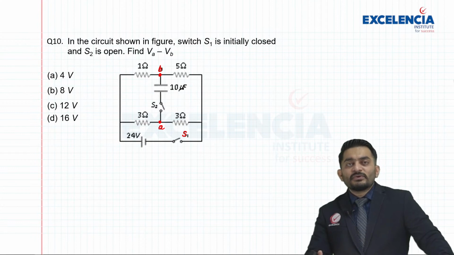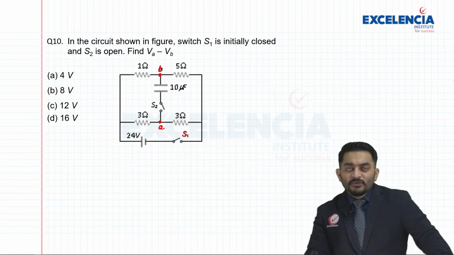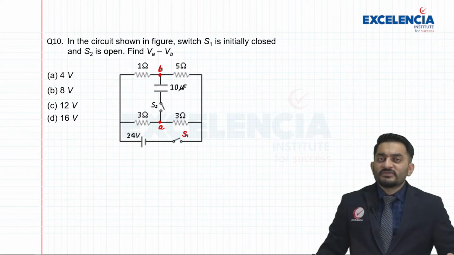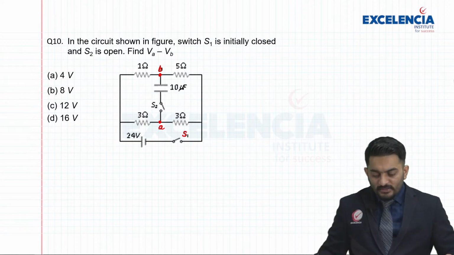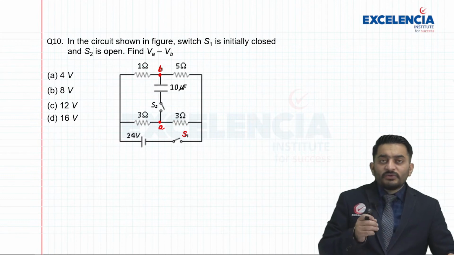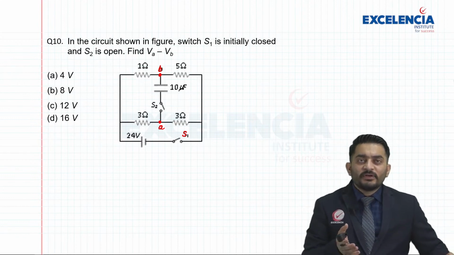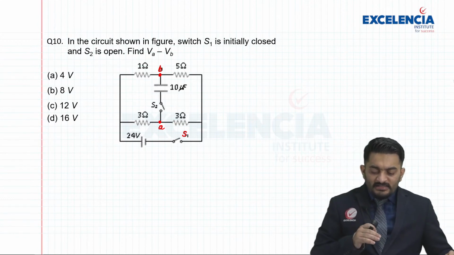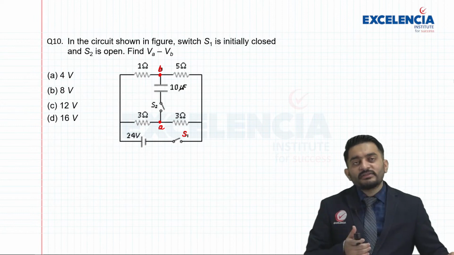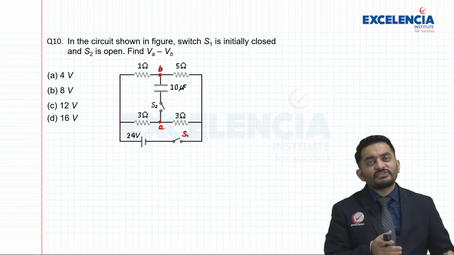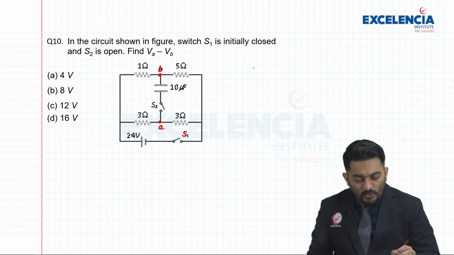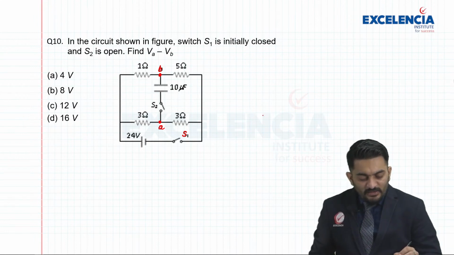Even if S2 is closed, let me tell you that you have a capacitor over there, and in a steady state condition, the capacitor is not going to allow the flow of current through it. So there are two situations that can be asked for this particular question. In a steady state, the capacitor will not allow current, but if S2 is not even connected, we can simply redraw this circuit.